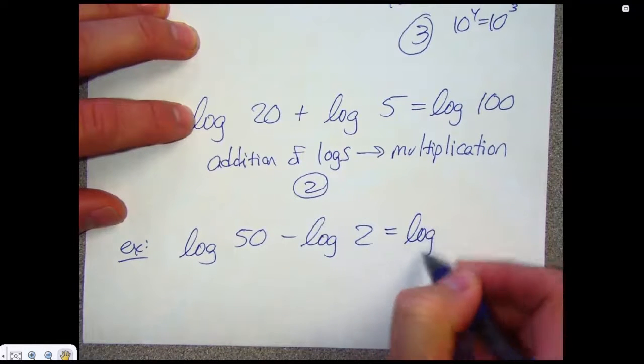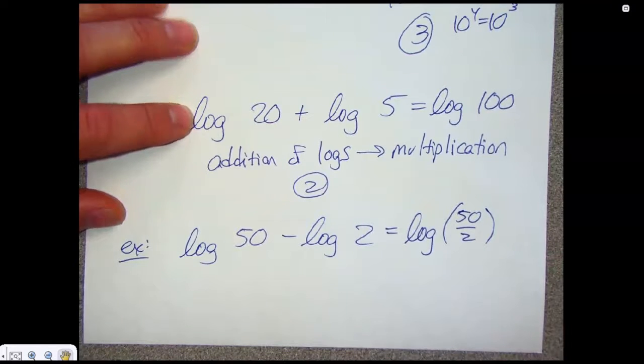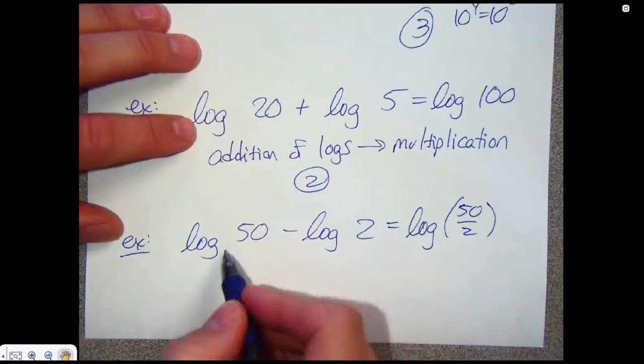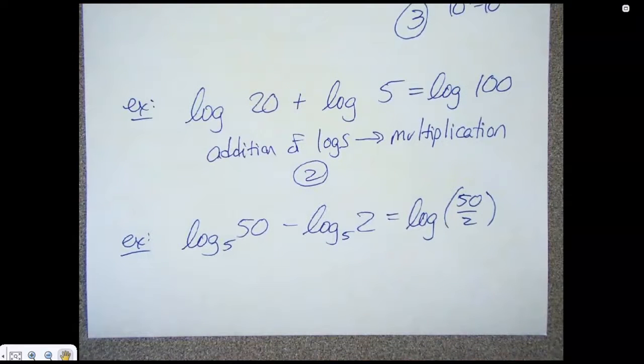So this would turn into the log of, and it's always the first one divided by the second one. Oh, this problem still sucks. Put 5s there. Put base 5s. That'll make it easier. My bad. Who said hold on? Doesn't matter. I'll hold on.